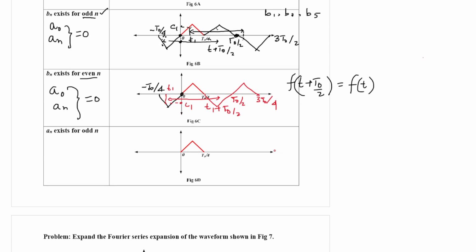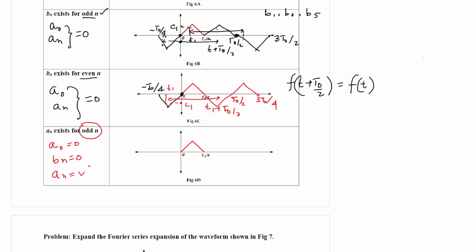Lastly, it is mentioned A0 existing but for odd n. Now it is a strange situation: A0 is 0, Bn is also 0. So An is only existing, but for odd n only. Okay, so let us try.